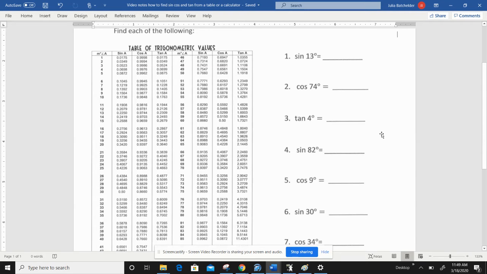Okay, so this first part is just how to find sine, cosine, and tangent from a trig table and also from a calculator. Depending on your calculator, there's two ways you can do it. So we're just going to do a little bit of quick practice. I'm going to do the first couple just from the table, and then we'll talk about the calculator.